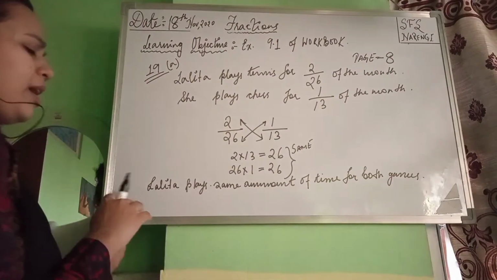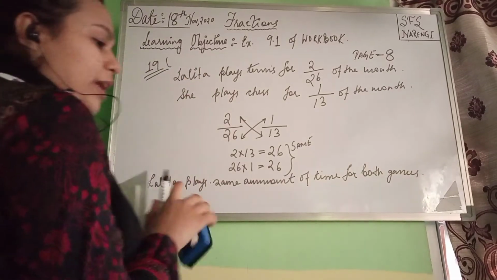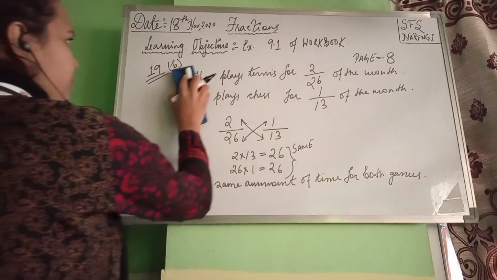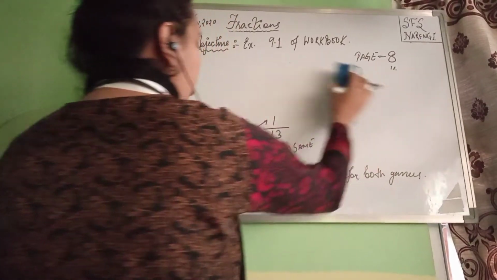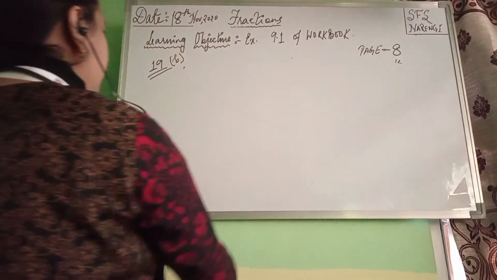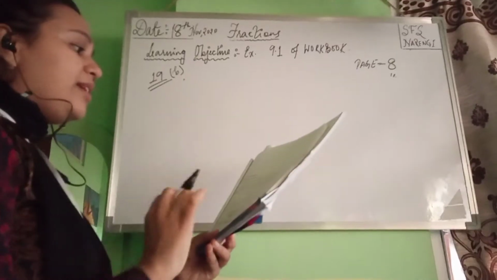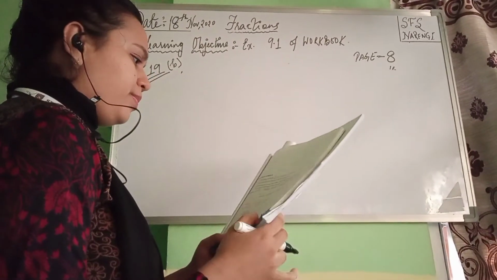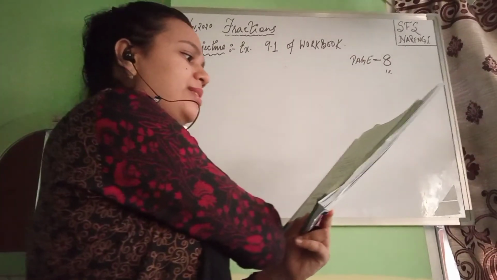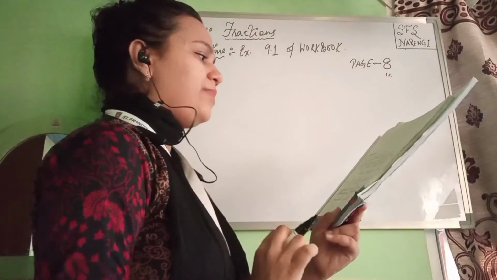Now please look at question number B, children. If you look at question number B, it is slightly different. I hope you have noted it down in your copies. So question 19B is slightly different. Smita sings 3 days of a week, while Ranjan sings 15 days of a month. Do they spend the same amount of time singing?